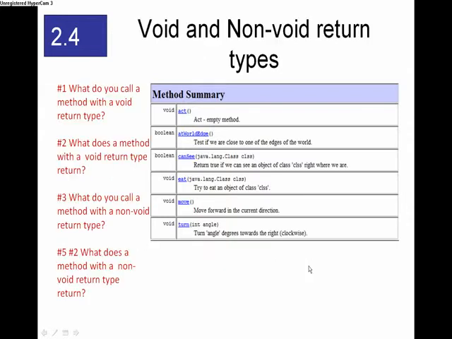Okay, number 1, look at this, this is void, boolean, boolean, void, void, void. What do you call a method with a void return type? Question number 2, what does a method with a void return type return? Number 3, what do you call a method with a non-void return type? And number 4, what does a method with a non-void return type return? Answer those questions before we move on.